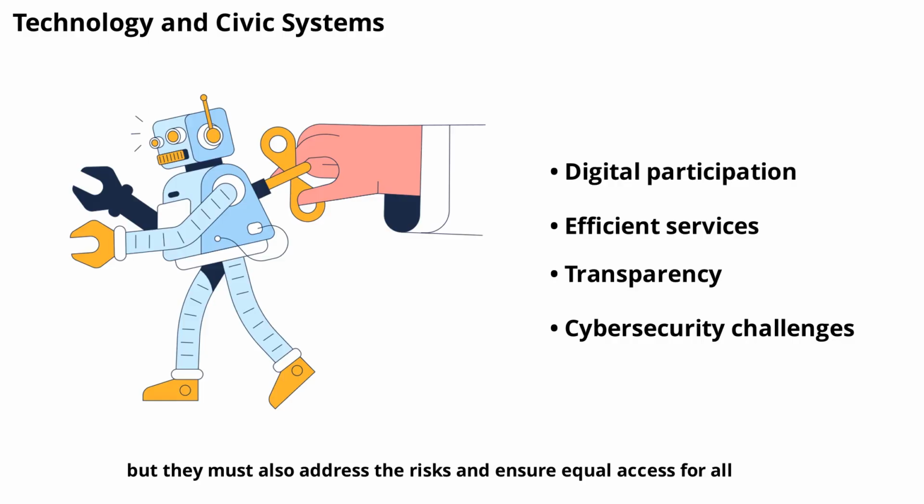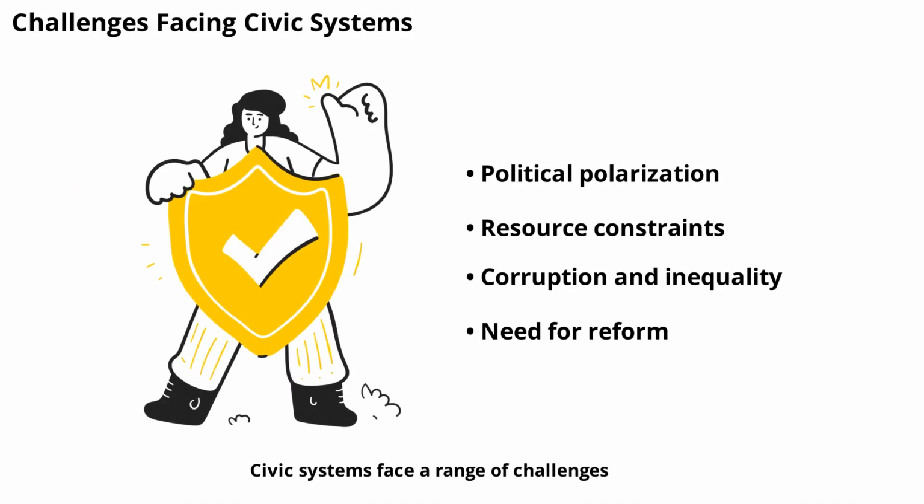equal access for all. Civic systems face a range of challenges, from political polarization and declining trust, to resource constraints and rapid social change. Corruption, inequality, and lack of transparency can undermine the effectiveness of civic systems. Addressing these challenges requires strong leadership, active citizen engagement, and ongoing reforms. By recognizing and confronting these issues, communities can strengthen their civic systems and build a more just and resilient society.